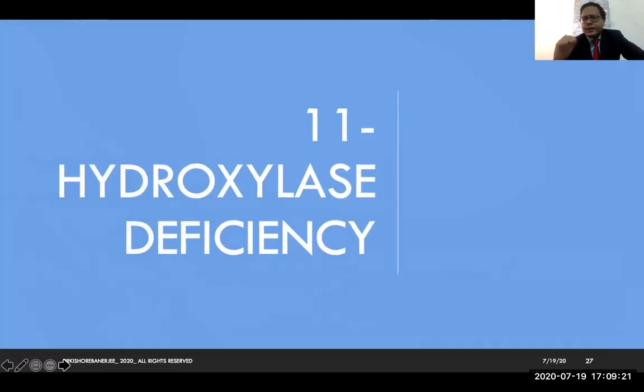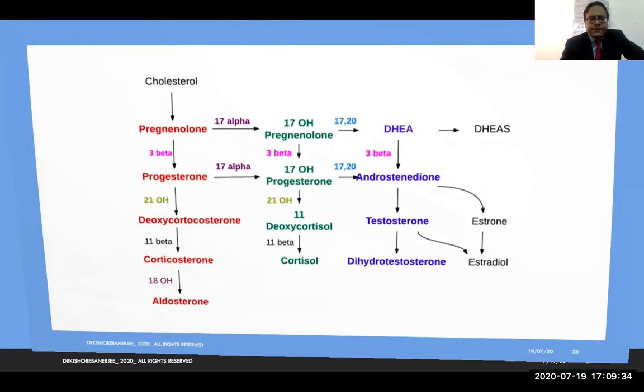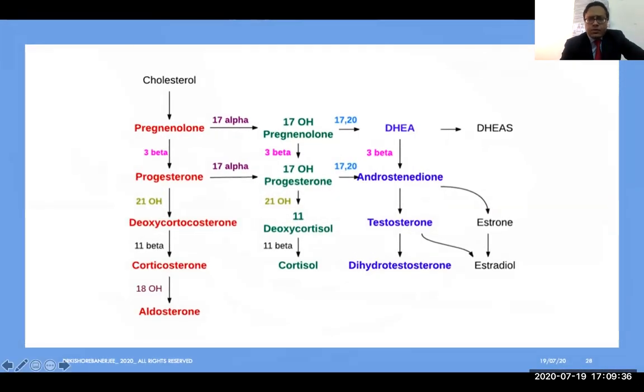Now we move on to the next subvariant, the key subvariant, 11-hydroxylase deficiency. And I would focus on the key area that you need to understand, how it is different from the 21-hydroxylase deficiency. And it's very simple to understand actually. So let us look at this. I would again go to the whiteboard and simplify this, but just look at the pathways.